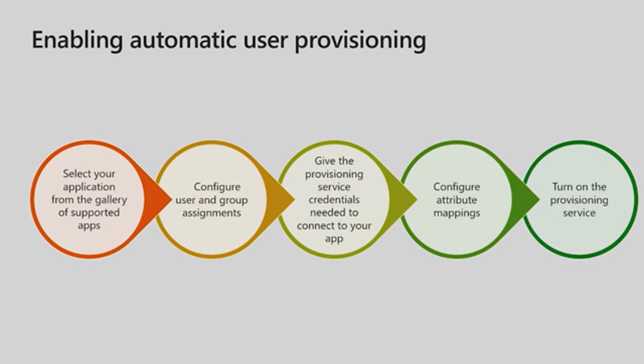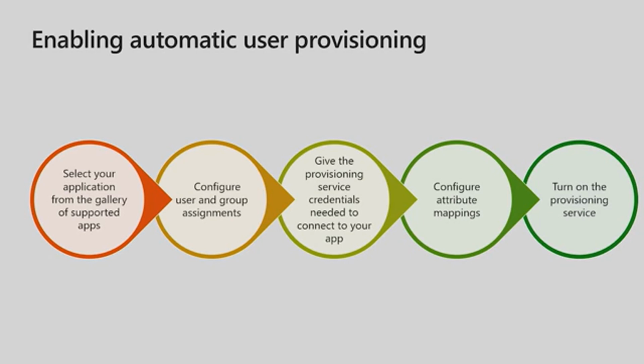Step 1, select your application from the gallery of supported apps or from your list of existing enterprise apps if it is already enabled for single sign-on. Step 2, configure user and group assignments, which define who should be provisioned and have access to the applications. Step 3, give the user provisioning service credentials needed to connect to your application's user management API.